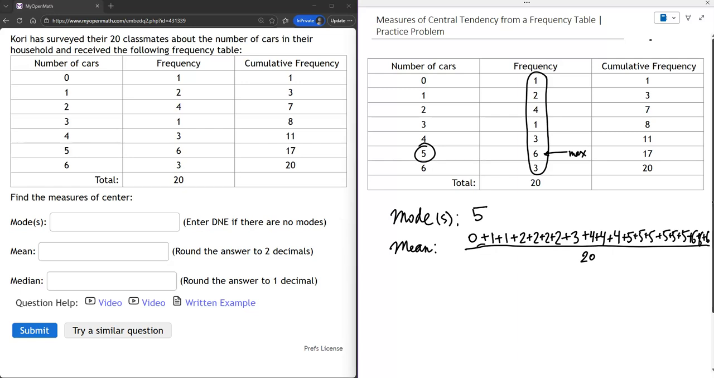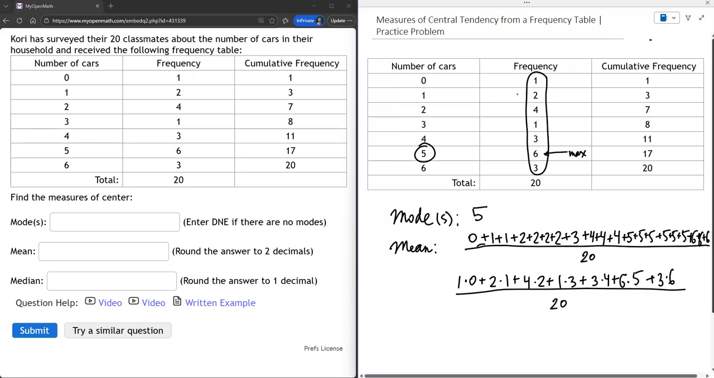However, when it comes to actually using the formula, we're not going to be doing addition, because there's only 1 zero, 2 ones, 4 twos, 1 three, 3 fours, 6 fives, and 3 sixes. And we're going to divide it all by 20. So in the formula it says take the observation and multiply it by its frequency. And that's exactly what we're going to be doing. And hopefully now you understand why that formula makes sense.